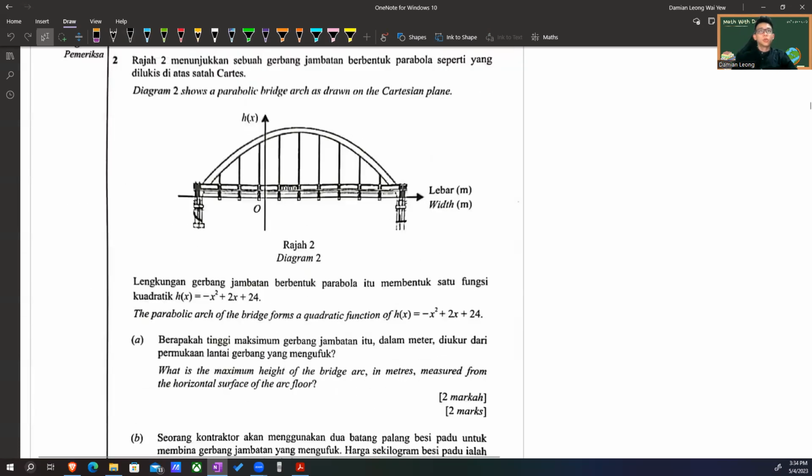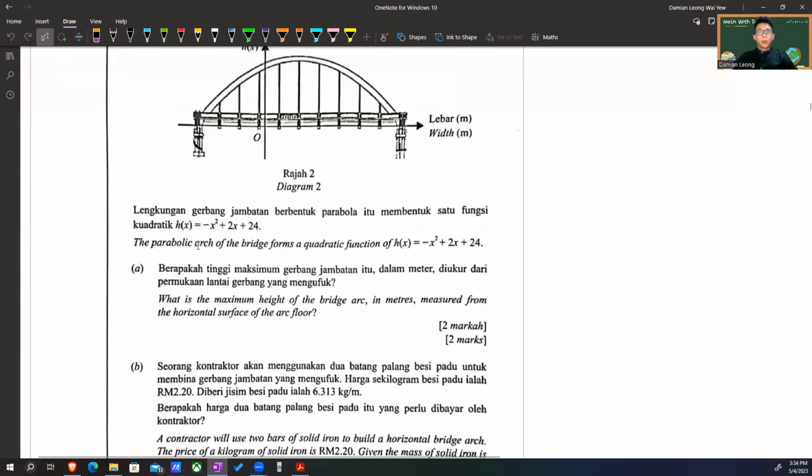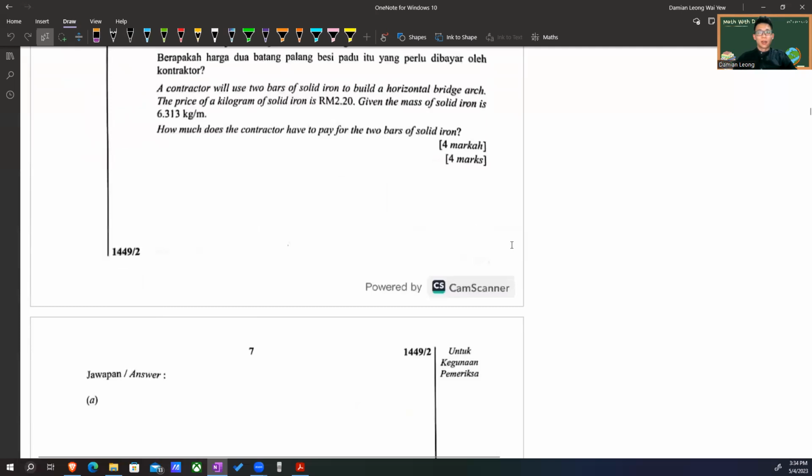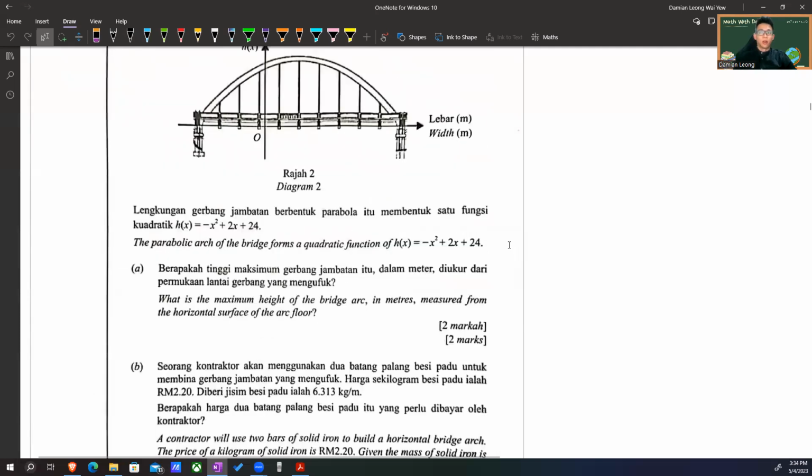Okay, then we look at question 2. Diagram 2 shows a parabolic bridge arch as drawn on the Cartesian plane. The parabolic arch forms quadratic equation h(x) equals -x squared plus 2x plus 24. I want the maximum height of the bridge arch in meters measured from the horizontal surface of the arch floor. Maximum height. Basically, what I want is the maximum point.